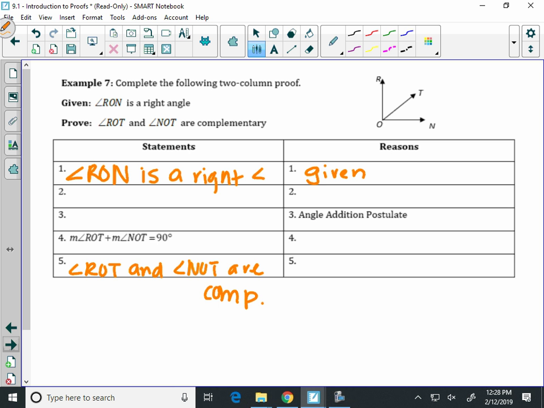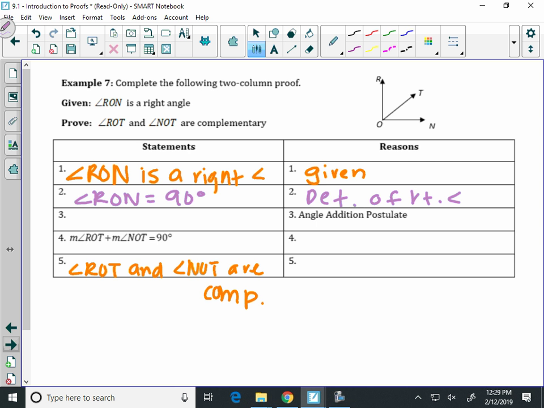Well, let's take a look at what we were given. We're given that angle R is a right angle. What can we conclude from that? Yeah, very good. Angle RON is 90 degrees. What's our reason for stating that? Definition of a right angle. We have a vocab word, right angle. That's going to be our reason. Definition of a right angle.